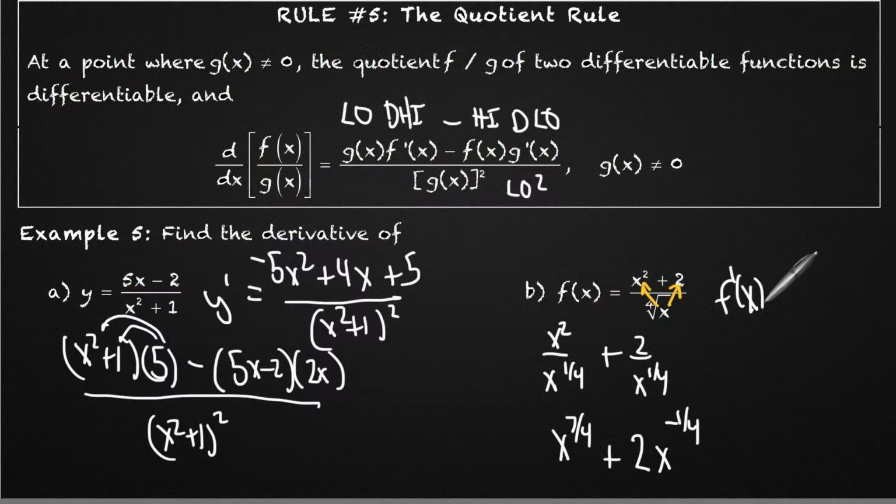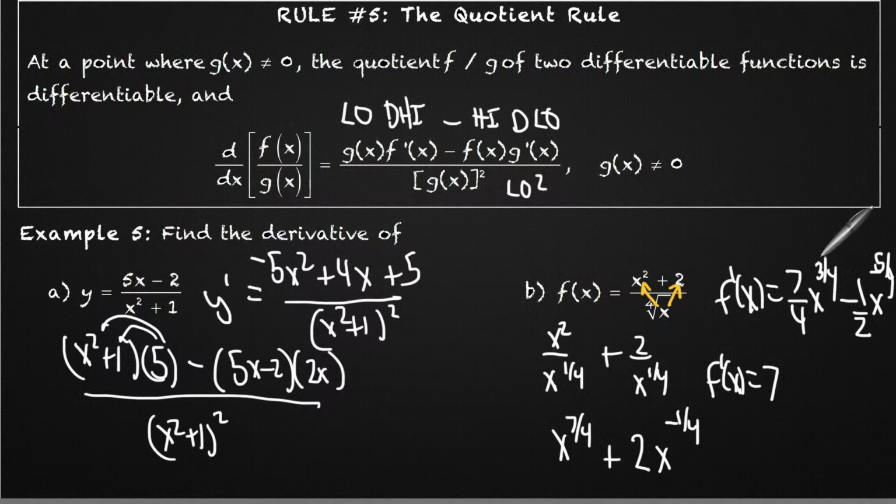F prime of x is equal to 7/4 x to the 3/4, which is what you get when you subtract 1 from this power, and then minus 1/2 x to the negative 5 over 4. Now let's rewrite this without negative exponents and without fractional exponents. So your final answer should be f prime of x is equal to 7, and then it's the inside power divided by the outside power. So the 4th root of x cubed, and then we have here minus 1 over 2 times the 4th root of x to the 5th.